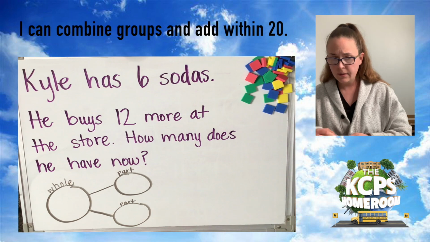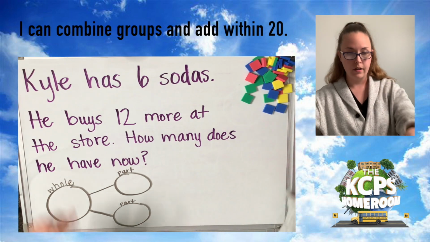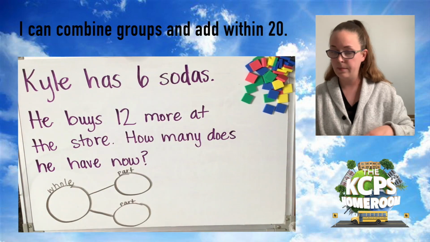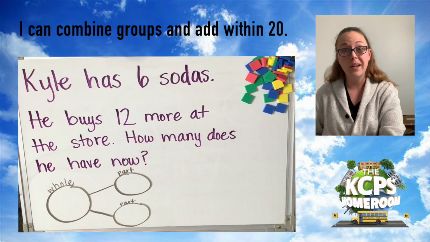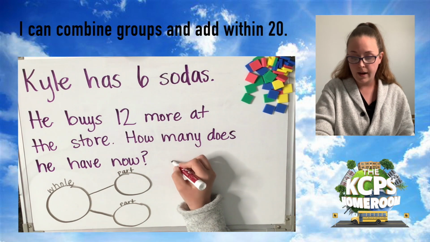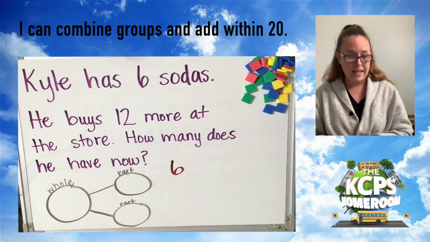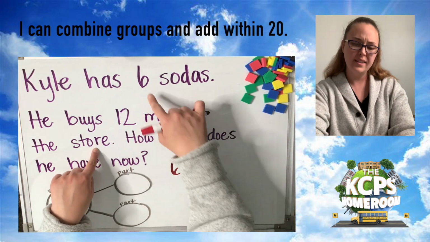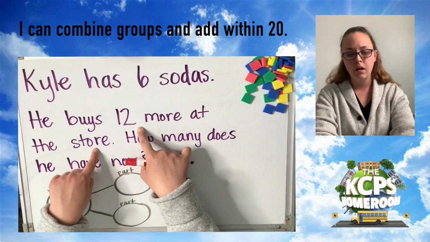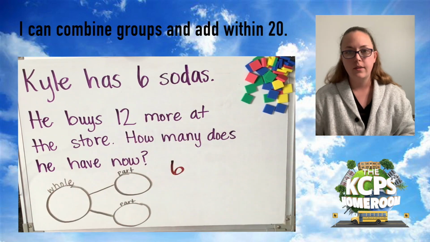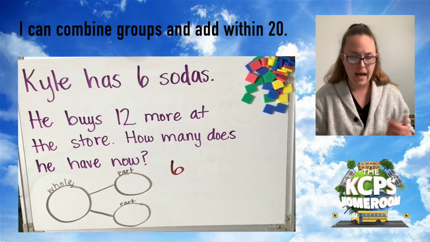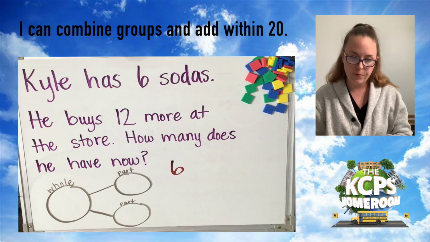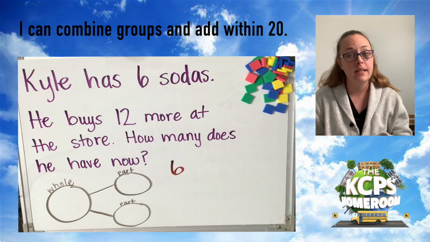Okay. Now let's talk about the problem that we have here. Kyle has 6 sodas. So I'm going to write that number down. I don't know what it means yet, but I do want to write it down. He buys 12 more at the store. So are 6 and 12 parts? Or does one of them represent the whole? He has 6. He buys 12 more. That must mean that these are parts.